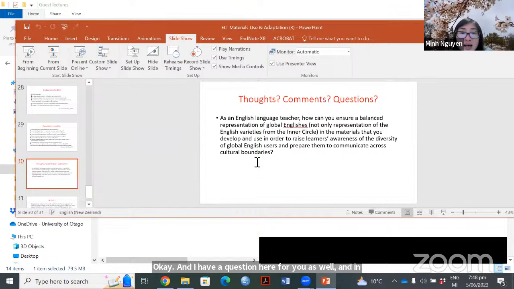So the question is, as an English language teacher, how can you ensure a balanced representation of global Englishes? Meaning not only representation of the English varieties from the inner circle, but also from the outer circle and the expanding circle as well. So how do you ensure a balanced representation of global Englishes in the materials that you develop and use in order to raise learners' awareness of the diversity of global English users and prepare them to communicate across cultural boundaries? So that's a question for you.